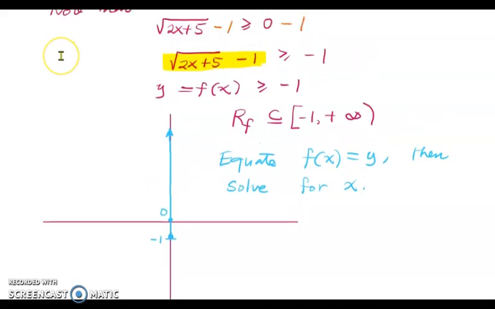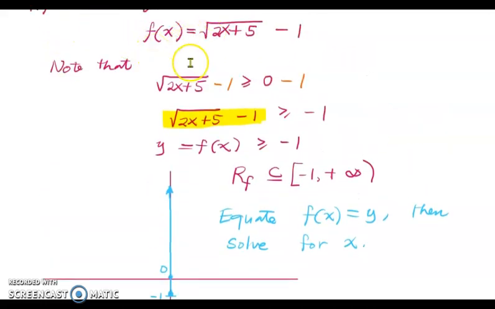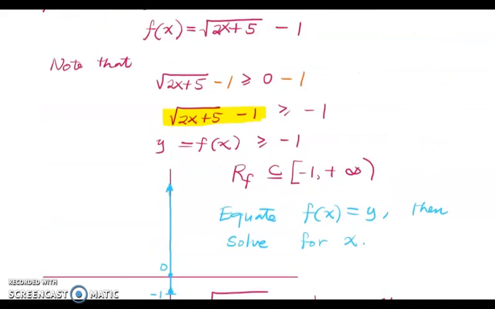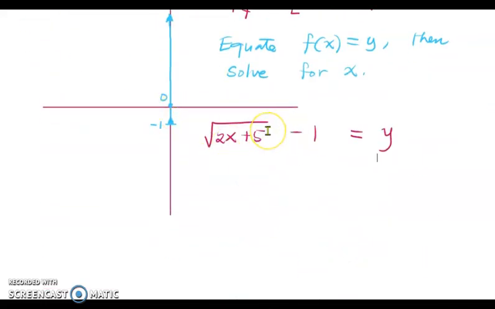Okay, so we will equate this one to y. Okay, so square root of 2x plus 5 minus 1. So that is square root of 2x plus 5 minus 1 is equal to y. Okay, that is our f of x. This is our f of x. Ito naman yung y. Then solve for x tayo, right?